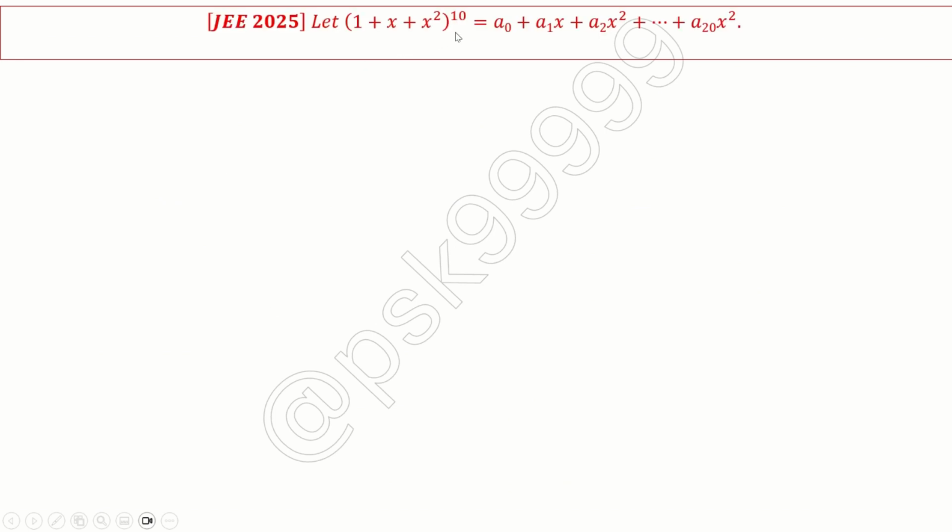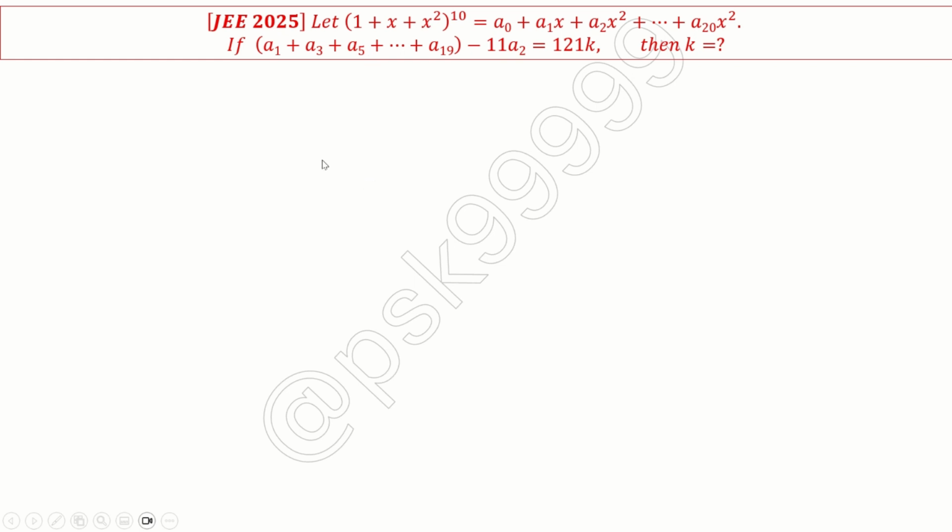Let (1 plus x square) whole to the power of 10 equal to a0 plus a1x plus a2x square up to a20 x to the power of 20. Okay, then if a1 plus a3 plus a5 up to a19, odd indexes basically, plus or minus 11 a2 equal to 121k, then what is the value of k? Basically we need to find out this value and a2. That's it, right? So how do you find it?